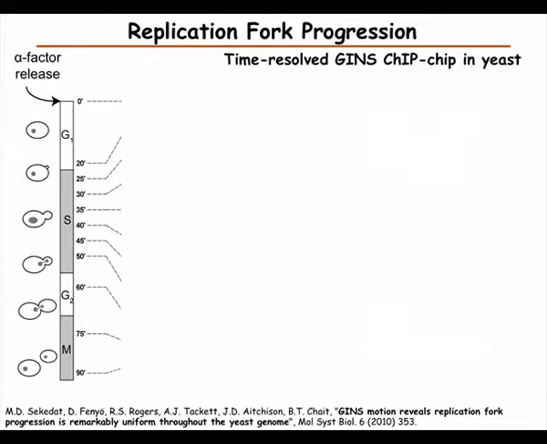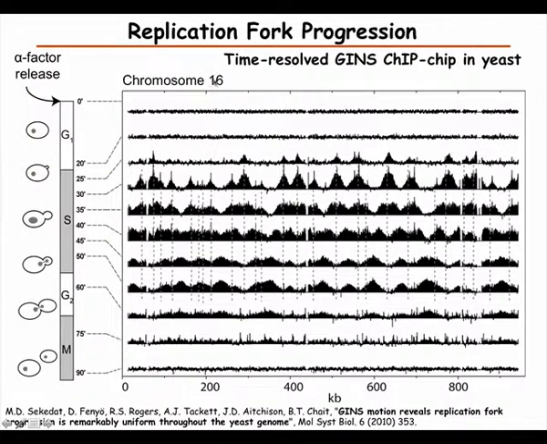A final example is where we looked at replication fork progression. We looked at yeast and took one of the subunits of the GINS complex, which is associated with the replication fork, and tagged it. Then we took time points throughout the cell cycle and did the ChIP-chip experiment. This is just looking at chromosome 16. When we are in G1, nothing much happens. We see mainly noise.